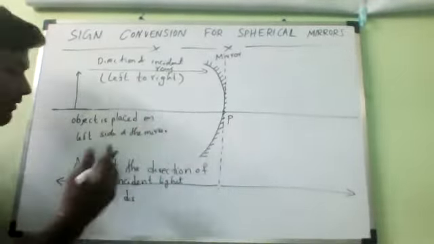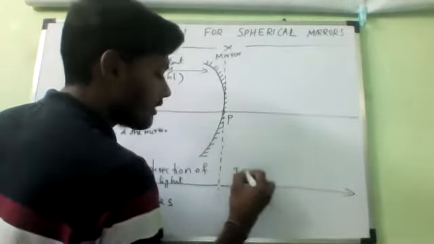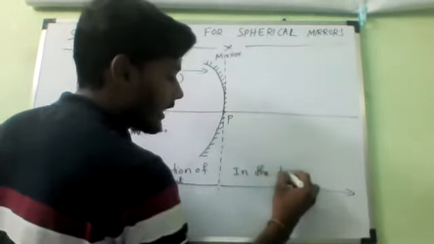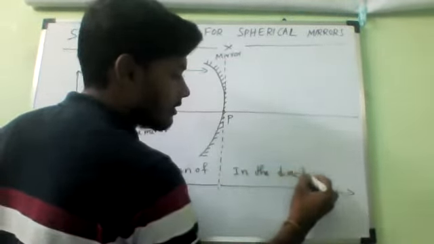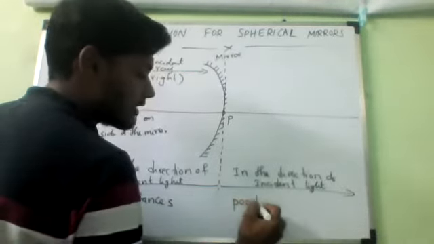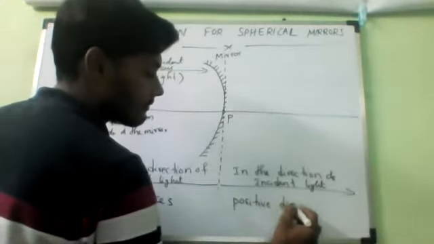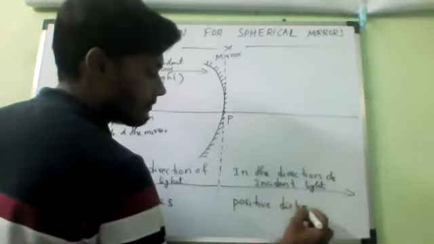And when we are moving in the same direction, in the direction of incident light, then always these are positive distances. So this is what we call the sign convention for mirrors. Always all of you should remember this.